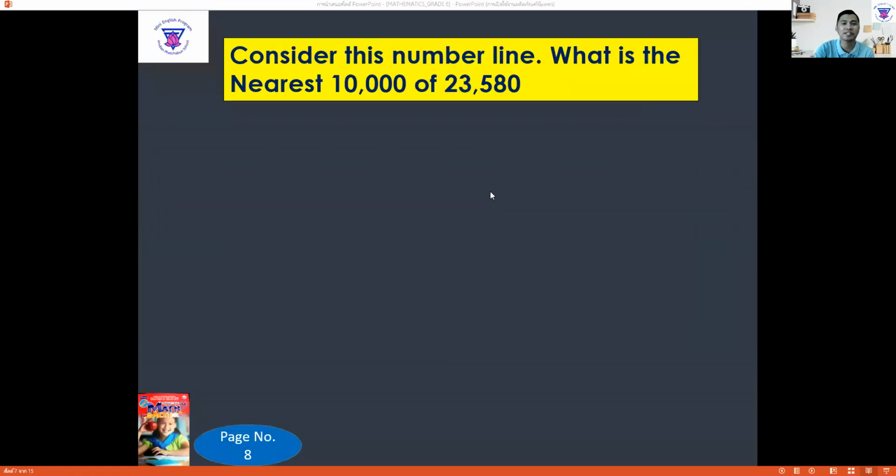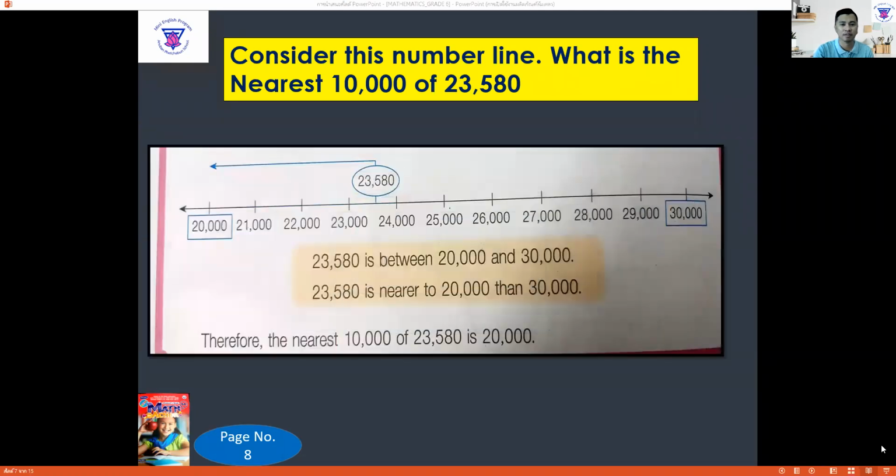Okay, so consider the number line. What is the nearest 10,000 of 23,558? Okay, what is the nearest 10,000 of 23,580? Okay, so you go onto your math book and it's on page number 8. So you can find it there. So when we give you the books, next we have here. Okay, let's consider this line.